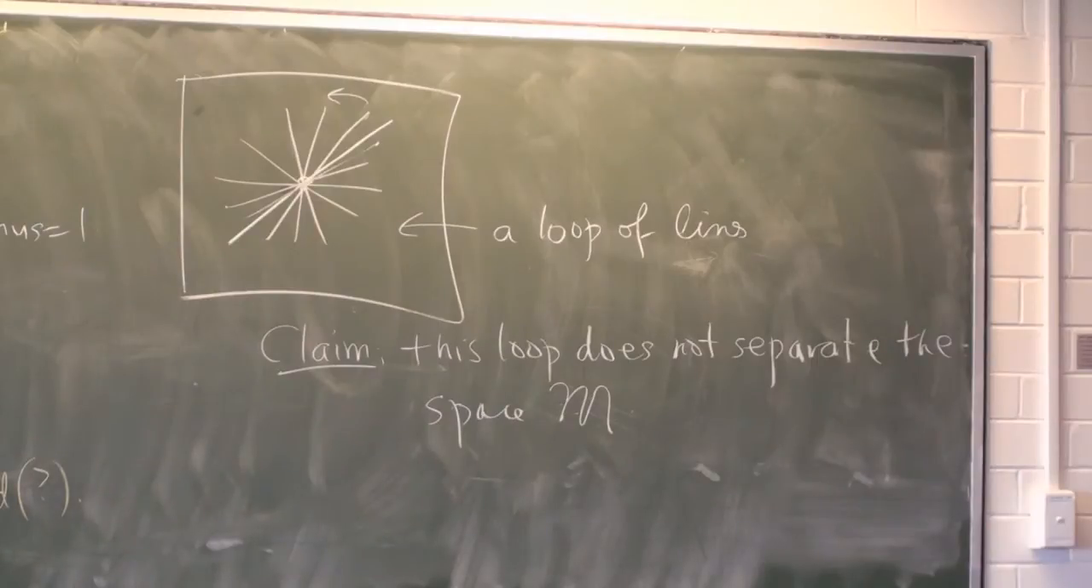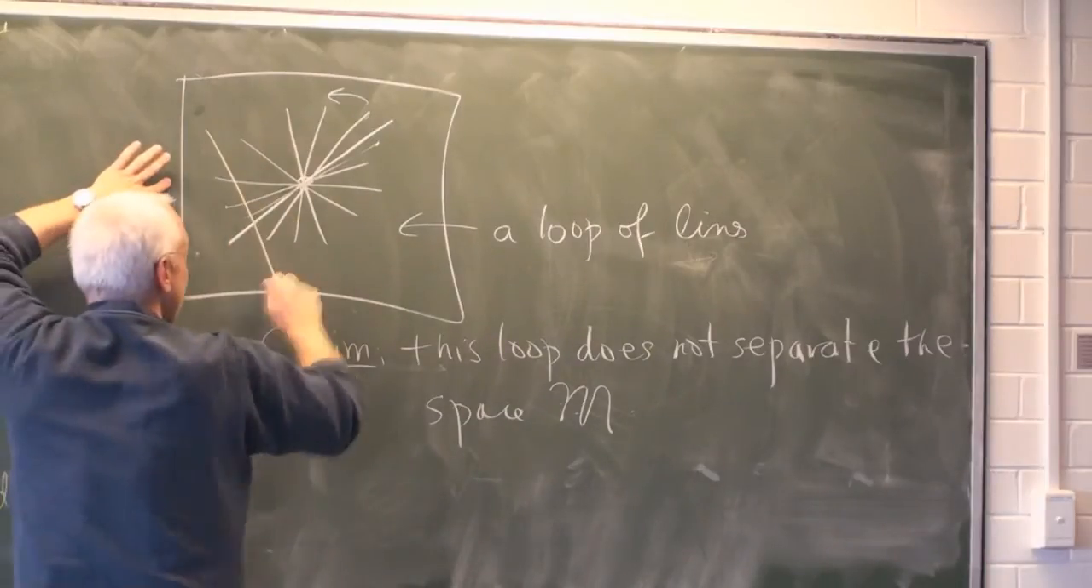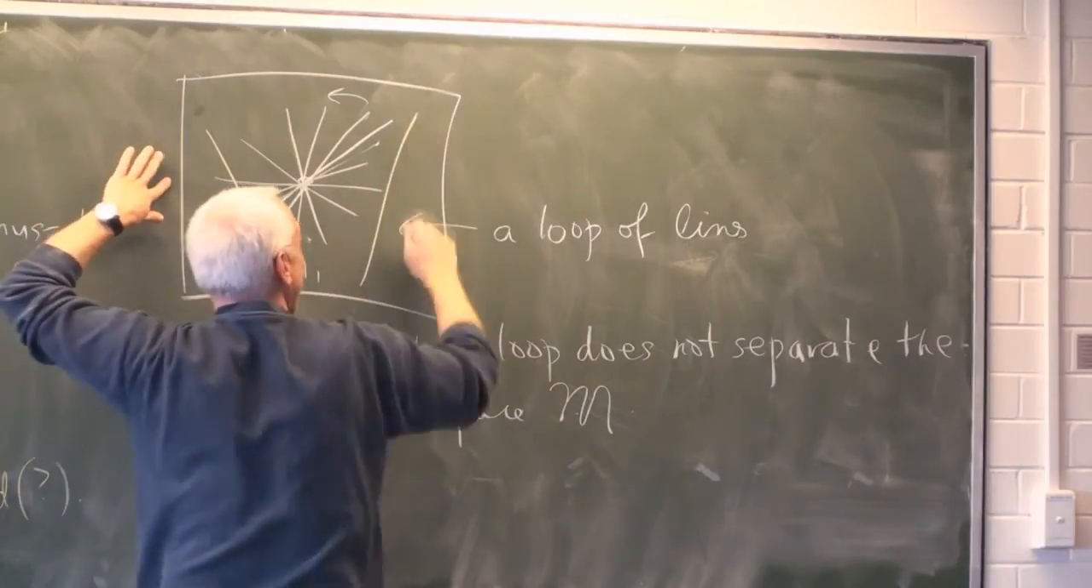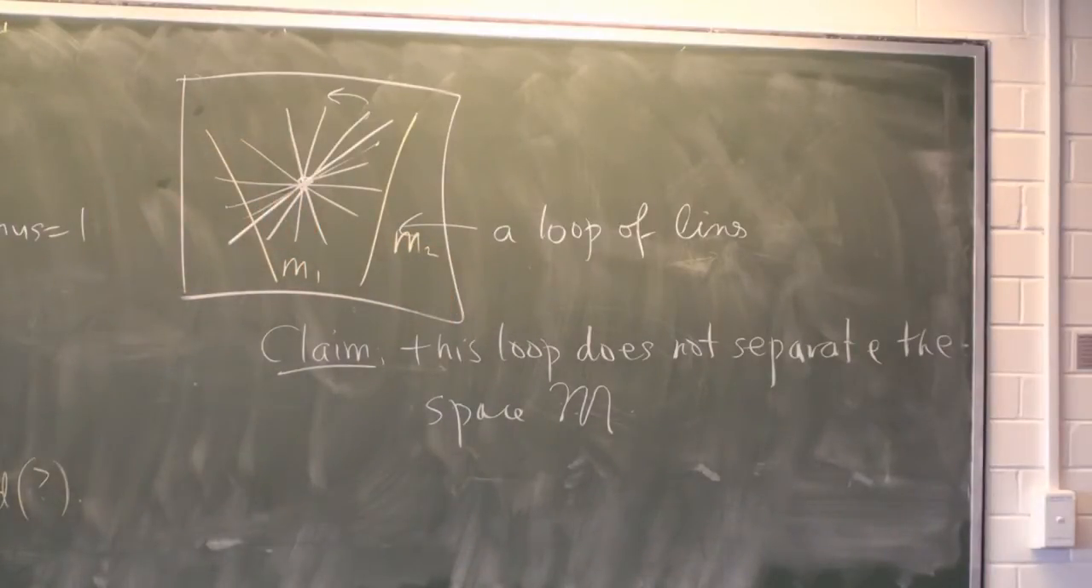What does that mean? Well, it means that if we take any two points in our space which are distinct from the loop, we can go from one point to the other in a continuous way, avoiding the loop. What does that mean in terms of this context? Well, it means that if you take any two lines, say M1 and M2, we can go continuously from M1 to M2, avoiding all the points in our loop. Can you see how to do that?